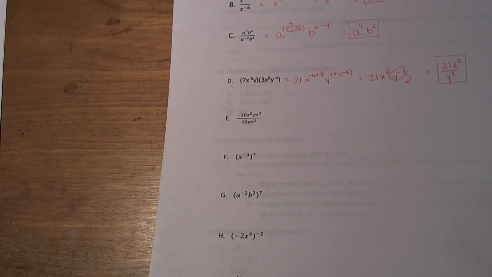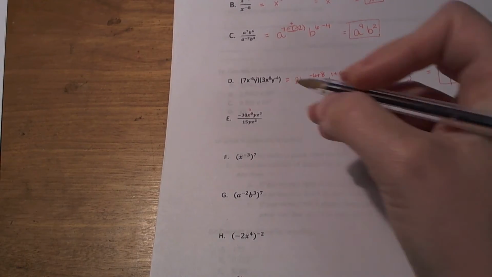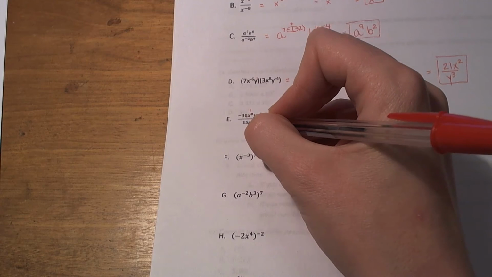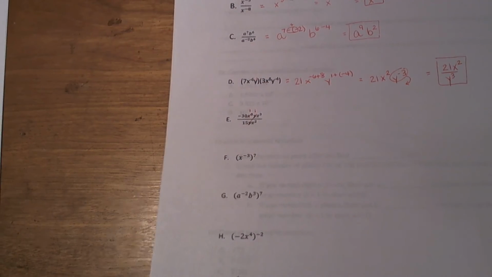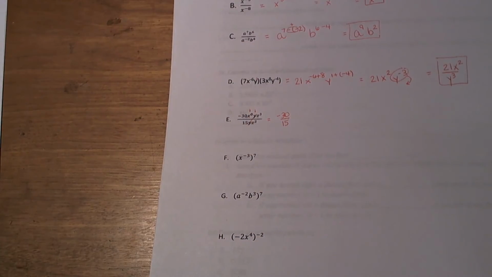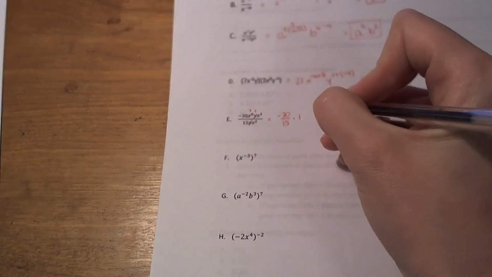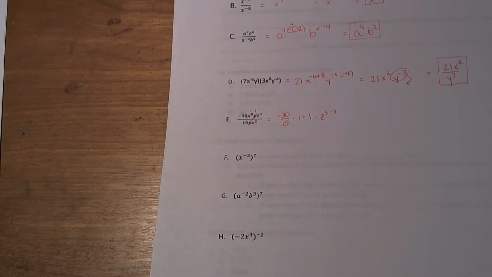For E, we're going to be dividing, but I'm going to notice that I have this x to the 0 power. Remember that anything to the 0 power automatically reduces to 1. And then I'm also going to notice I have just y and y, top and bottom. They're exactly the same. They are also going to reduce to 1. And so I now have negative 30 over 15 for my coefficients, times 1 for x to the 0, times 1 for y divided by y, times z cubed minus 2, since we are dividing z cubed divided by z squared.